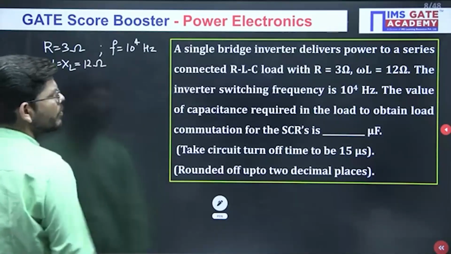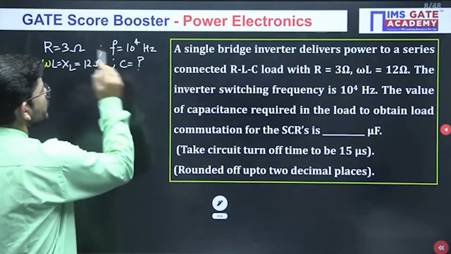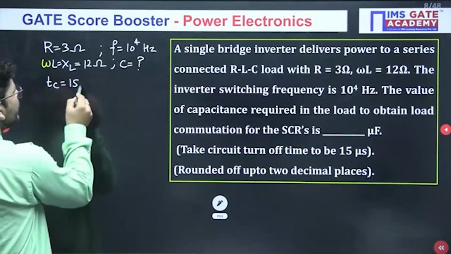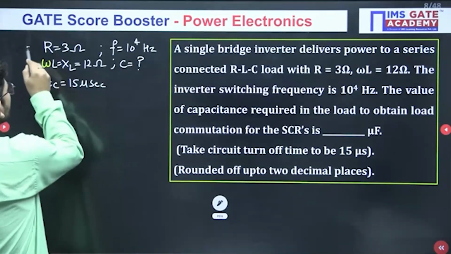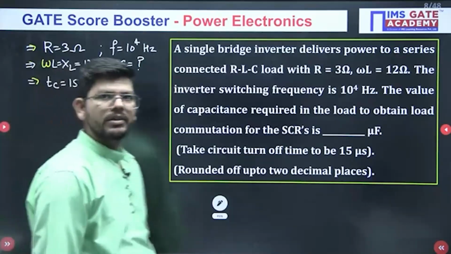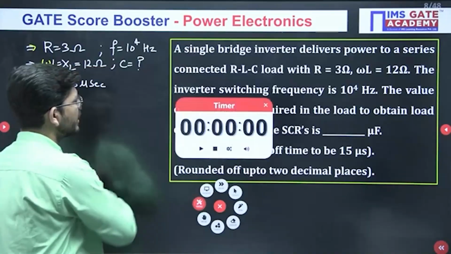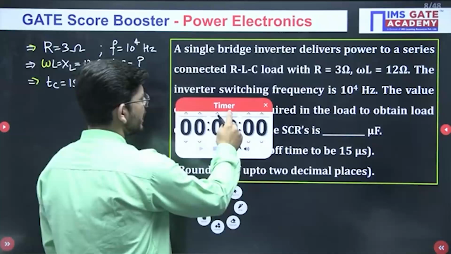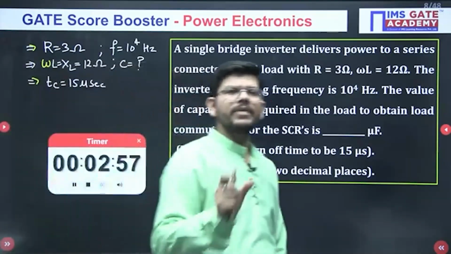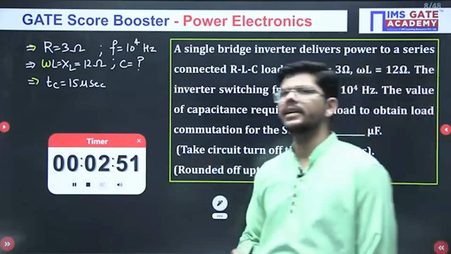This is the switching frequency of inverter. Then what value of capacitance is required? This is what you have to calculate. Okay, and you can also take the circuit turn-off time to be 15 microsecond. So all these data are given to you. Now you have to find the value of capacitor. Okay, so I will give you 3 minutes for this question because it can take calculation time. Your time starts now. The way we have calculated the answer in the first question, the same approach you have to apply here. Okay, this is the hint.